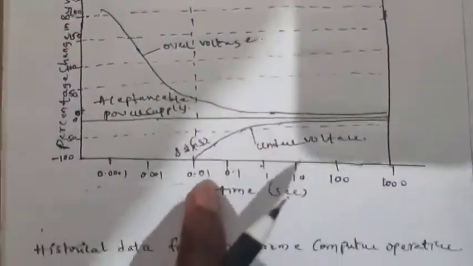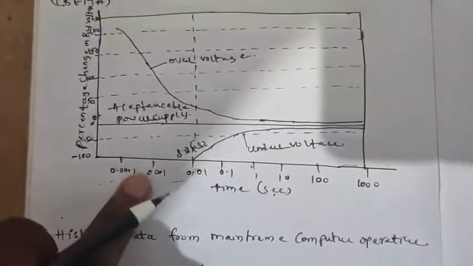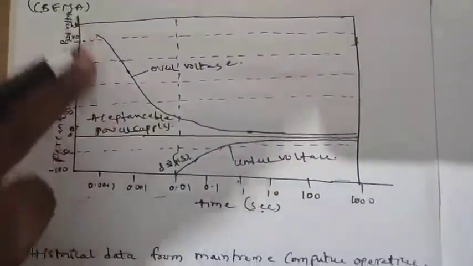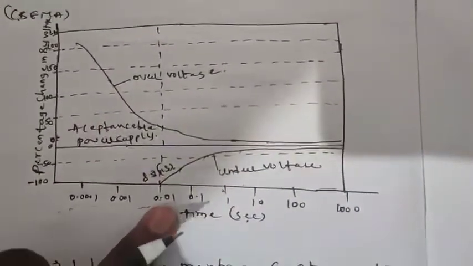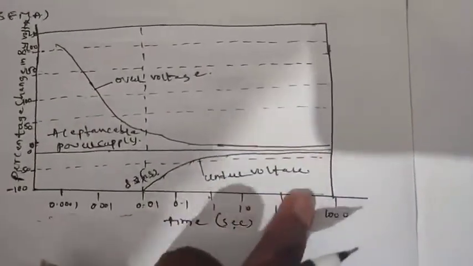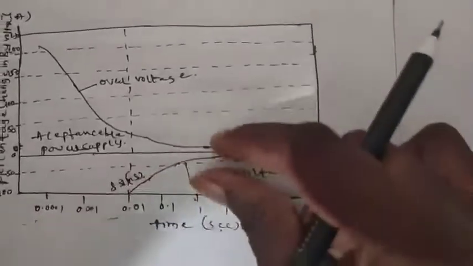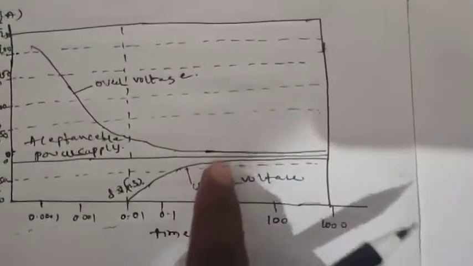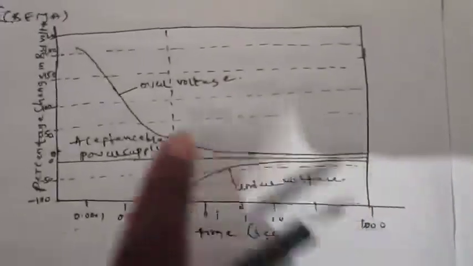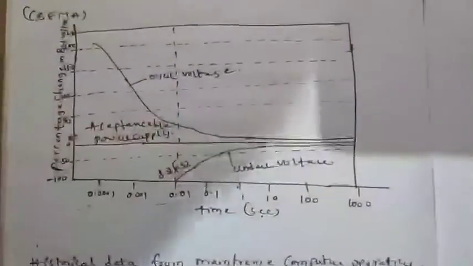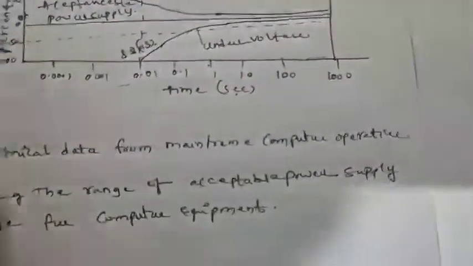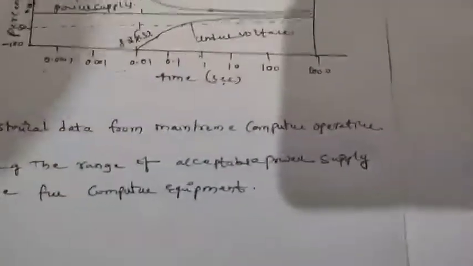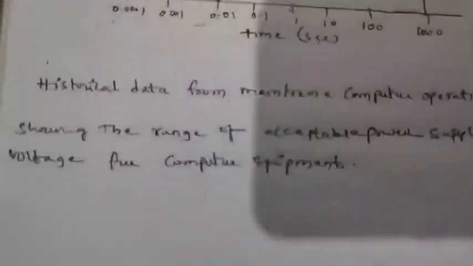From that we can see that before 0.001 seconds, this range of voltage is acceptable. After 0.1, 1, 10, 100 seconds, this range of voltage is shown by the lines. This is the under voltage case, this is the over voltage case, this is the acceptable voltage. The values 0.01 seconds, 0.1 seconds, 1 second are historical data, not assumed data. It is historical data received from many computers.